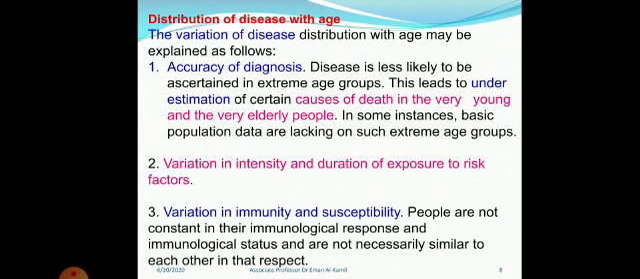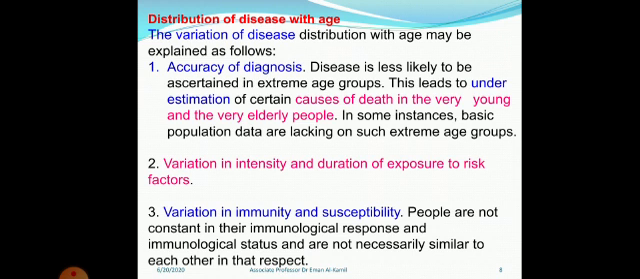So the variation in the occurrence of the disease regarding age may be related, first, to the accuracy of the diagnosis. Sometimes the diseases are difficult to ascertain at the extreme ages, such as in the elderly population or in the children, and this will sometimes lead to underestimation of certain causes of death or diseases among elderly people or children.